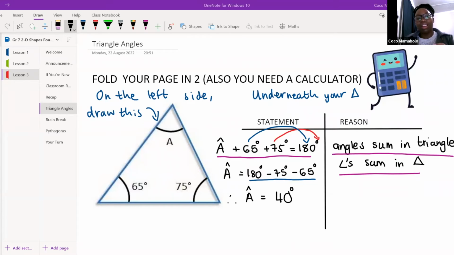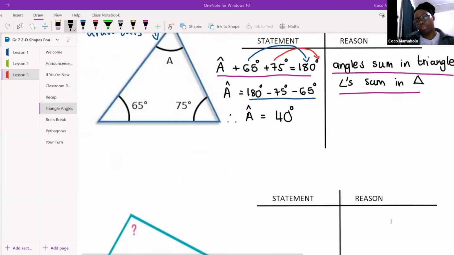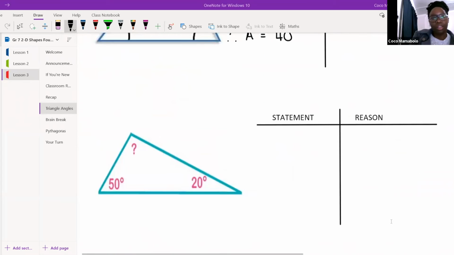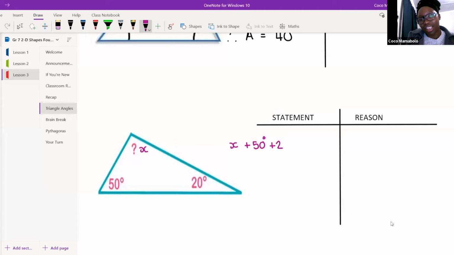Let's try another one, but I need a volunteer. Who's going to help me with this one? Roland's hand went shooting straight up. Excellent. Roland, I'm going to call this angle over here X. Would you like to help me with this one? What do we do first? What do I write first? You're going to write X. X plus 50 degrees. Good. Plus 20 degrees. Excellent.